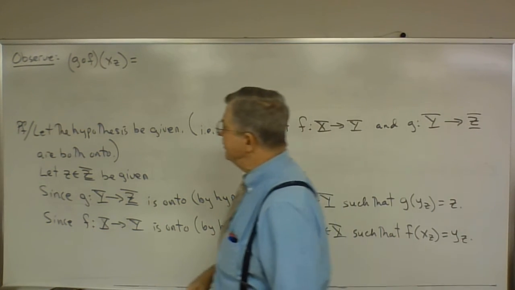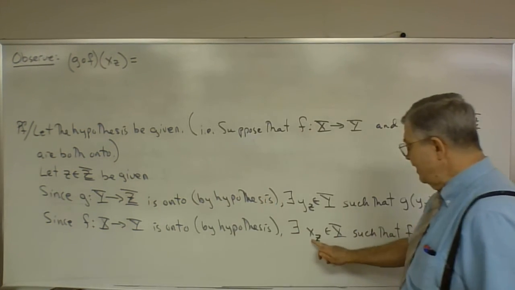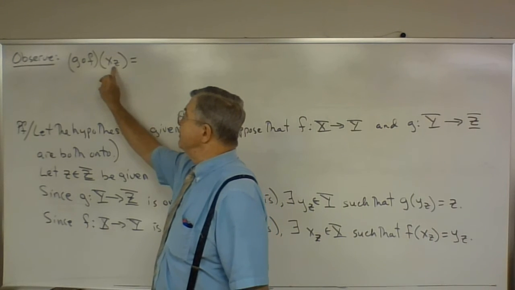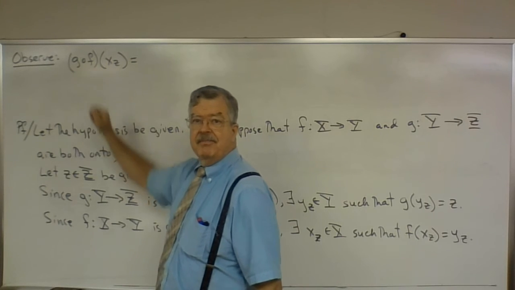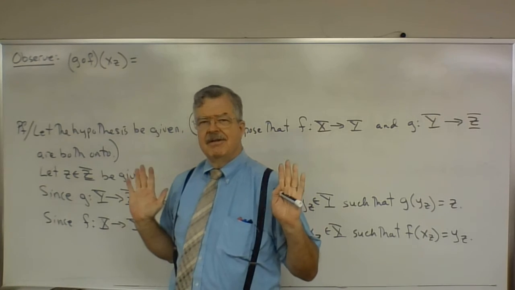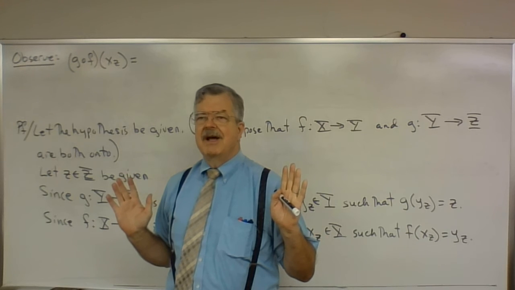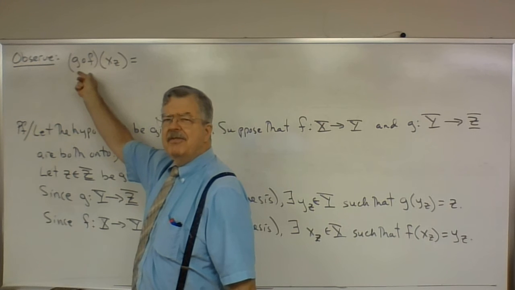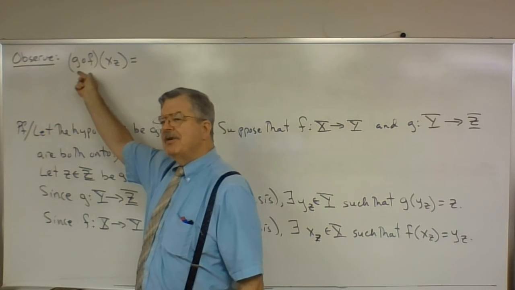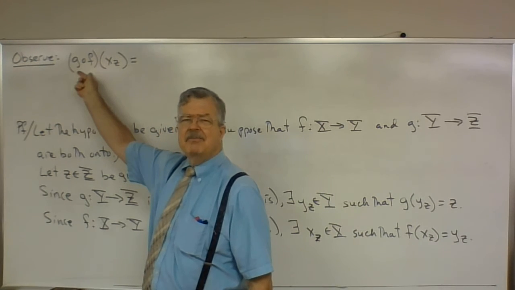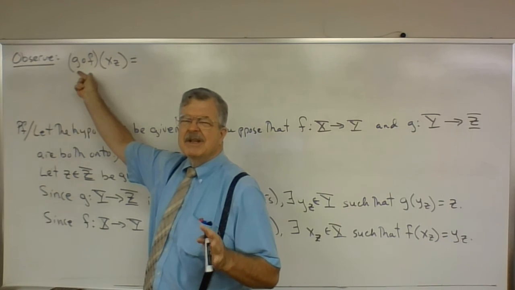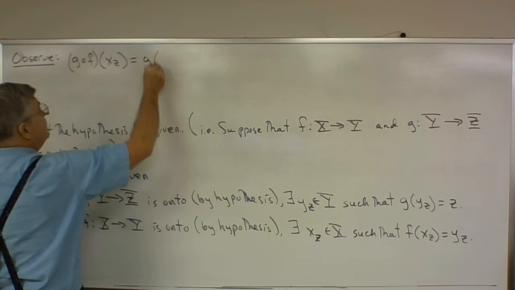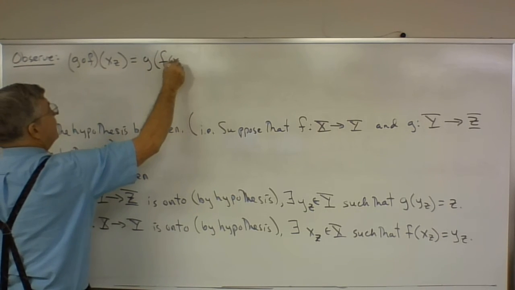We're going to take this element, x sub little z in set X, and we'll plug it into the function g composed with f. Now, just for the sake of visualizing things a little bit better, I want to rewrite this. Sometimes I like this notation, sometimes I don't. This is one of those times I don't really like it. So I'm just going to rewrite it as g evaluated at f of x sub z.